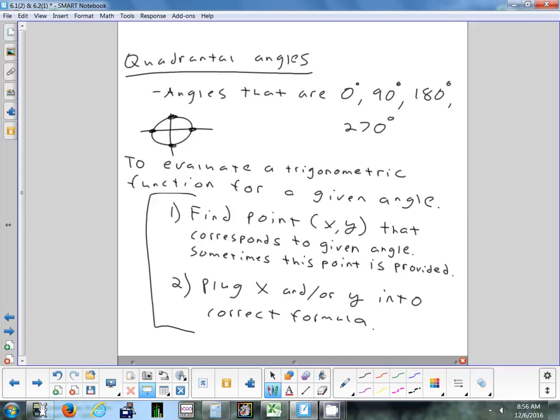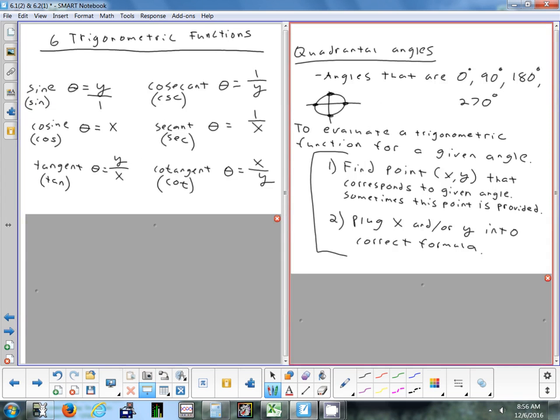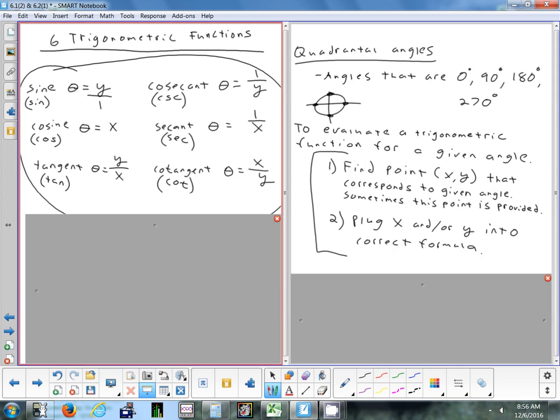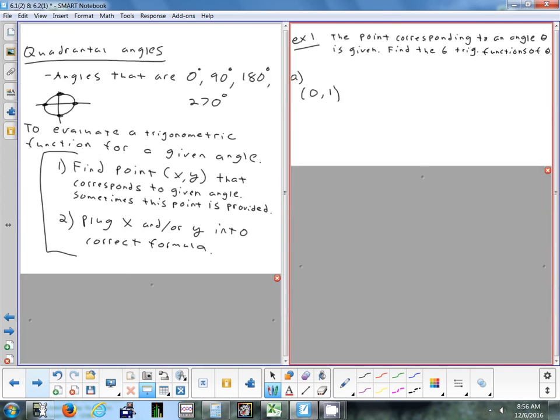On the test, the way I'm going to do it is I'm going to ask you for 1 out of the 6. I'm not going to ask you for all 6 of these in the same problem. I might say something like, tell me the cosine of 90 degrees. And that would be a question. Or I might say, what is the cotangent of 270? But the way I'm going to practice it right now with you is I'm going to do all 6. We'll find the sine, the cosine, and so on.